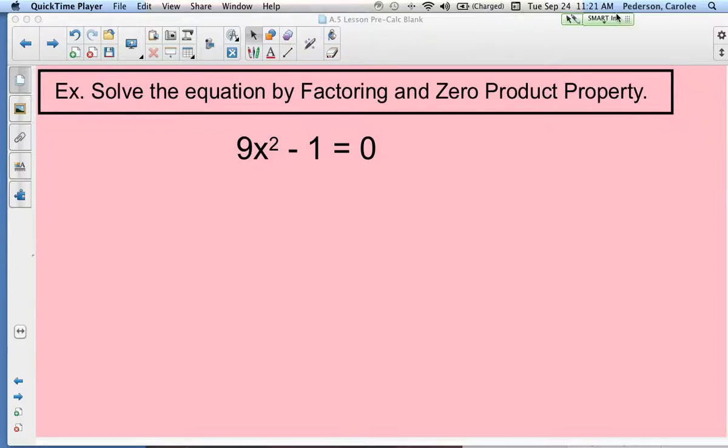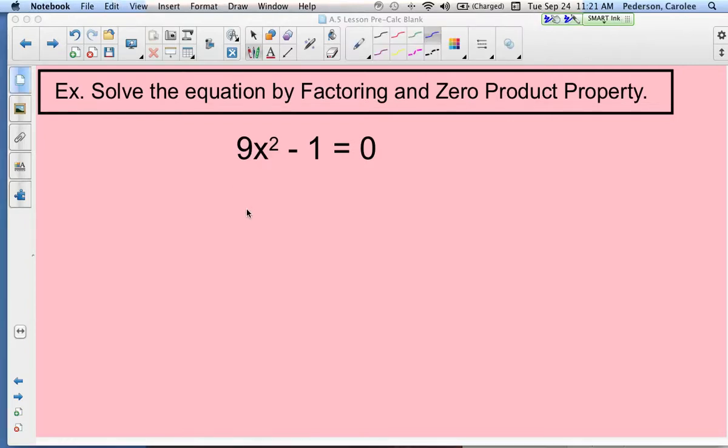This video focuses on solving equations by factoring and using the zero product property. So this first equation is a quadratic equation. It's in standard form, and we want to factor it. The method of factoring that we can use is called the difference of two squares.